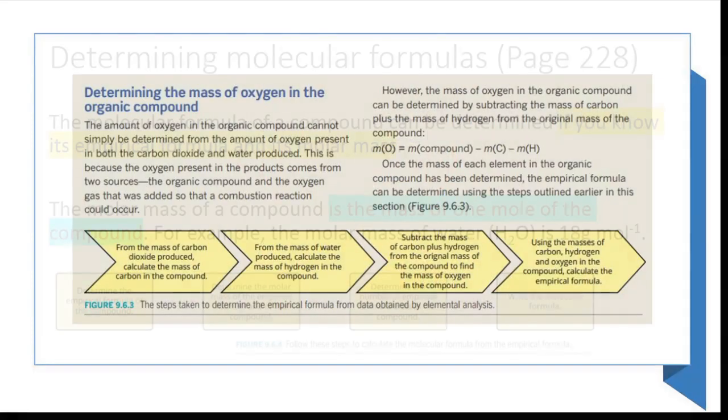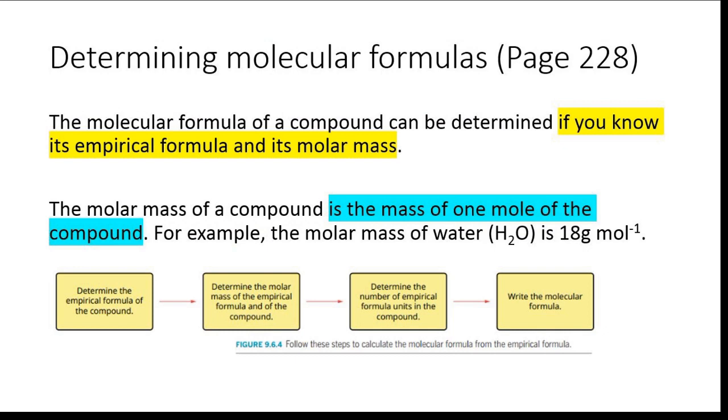So we'll move on to the last part of today's lesson. If we look at this particular concept here, we have to determine the molecular formula. It says that the molecular formula of a compound can be determined if you know its empirical formula and its molar mass. The molar mass of a compound is the mass of 1 mole of the compound. For example, the molar mass of water is 18 grams per mole. So you have the empirical formula of the compound. Once you have determined the molar mass of the empirical formula and of the compound, you can find out the number of empirical formula units in the compound. Then you can write the molecular formula.